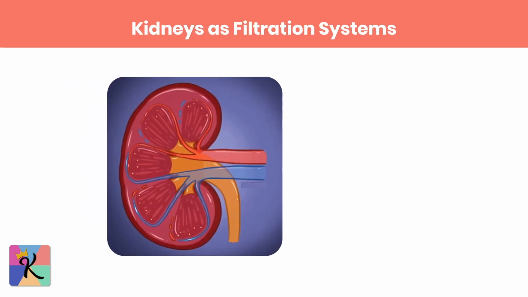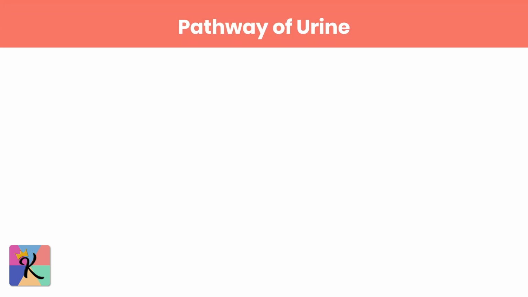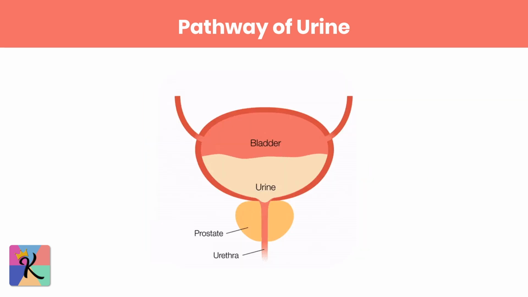The kidneys are the main filtration units. Blood enters each kidney through the renal artery, a branch of the abdominal aorta. After filtration, purified blood exits through the renal vein, which drains into the inferior vena cava. Unwanted materials removed from the blood form urine, which flows from the kidneys into the ureters, tubes that transport urine to the urinary bladder. The bladder stores urine until it is eliminated through the urethra.